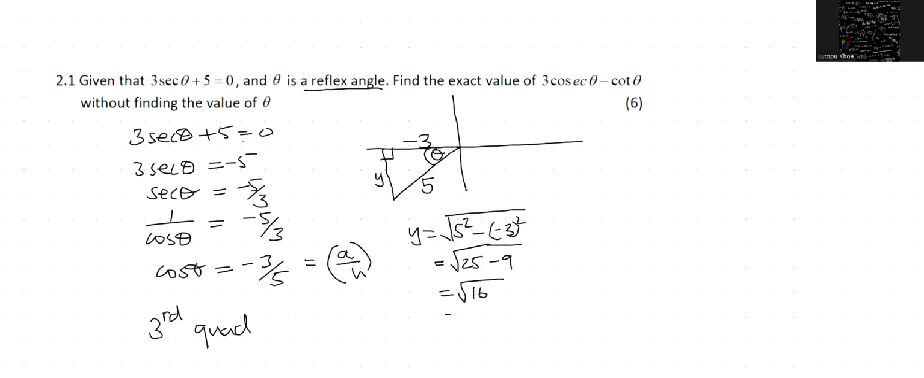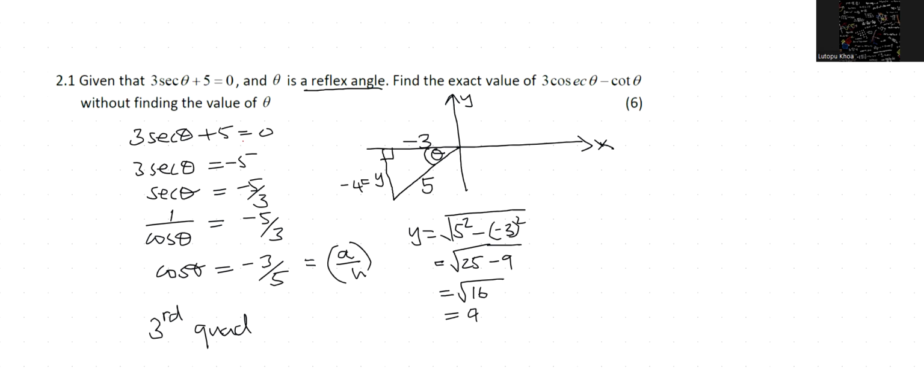And this is 4. But if you look at my y-axis, it's negative. So this has to be negative 4 because this is in the negative y-axis. If it was up here, then it would be positive, but because it's below the x-axis, then it must be negative. So that's why this step must be done correctly, and then you have to decide which quadrant it is in, so that you know whether the value you get is going to be positive or negative. So here it is negative.